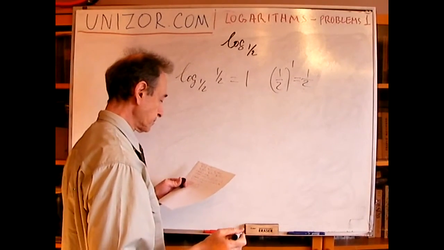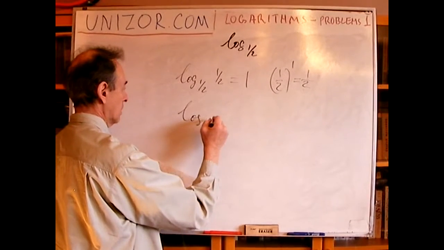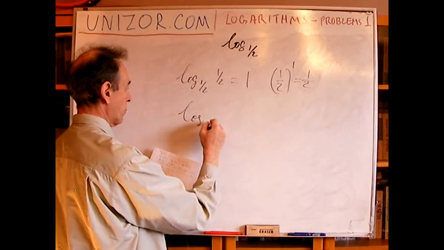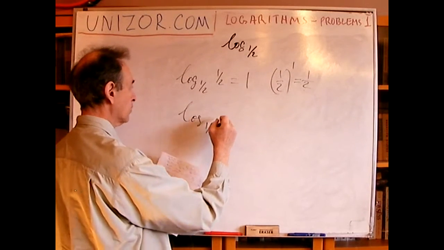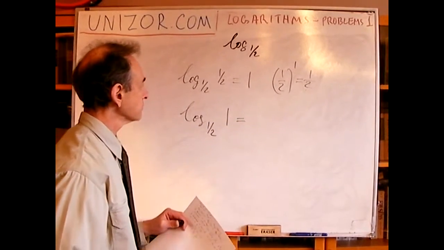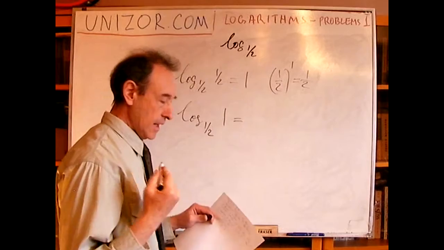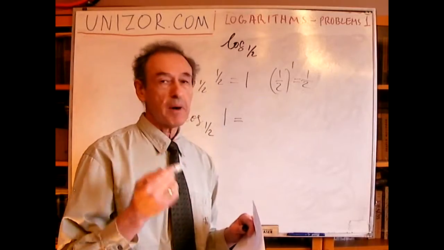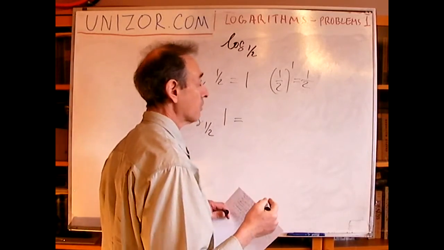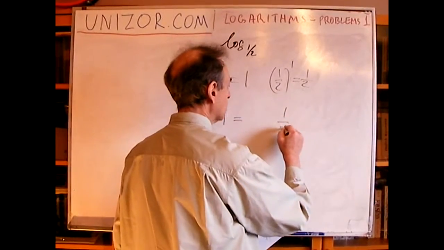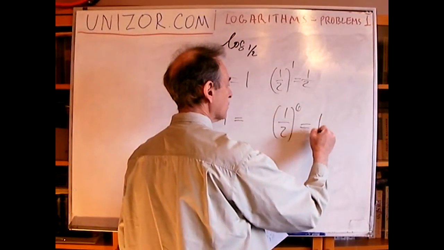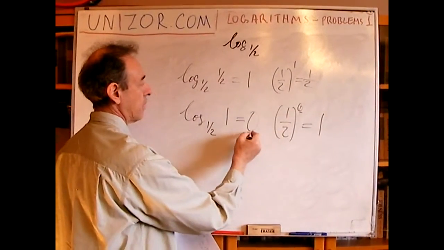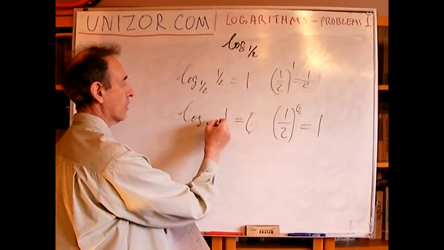Next. Power. Which power should I use for 1/2 to get 1? Well, again, this is an easy thing, because I know that any number raised to the power of 0, by definition actually, is 1, right? So I know that 1/2 to the power of 0 is equal to 1. So that's why this is equal to 0. This is the power which I have to use for 1/2 to get 1.